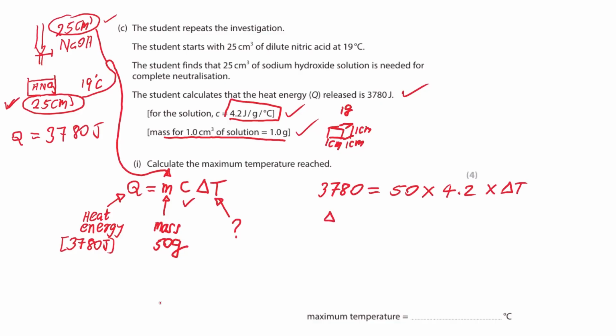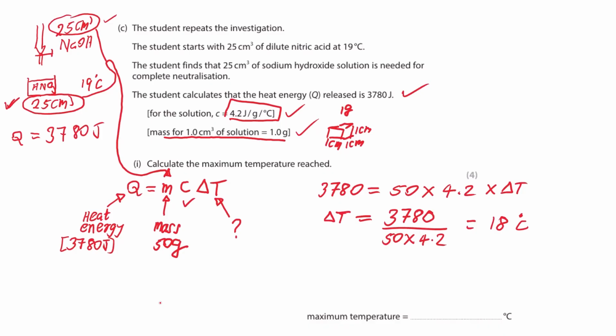Let's find delta T. So delta T equals, I take 50 and 4.2 to the other side. So 50 and 4.2 go to the other side: 3780, and 50 times 4.2 comes as a division. So when you do this calculation, you get 18. 18 is the temperature change. So 18 degrees Celsius. But that's wrong.